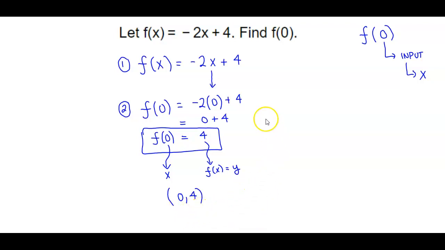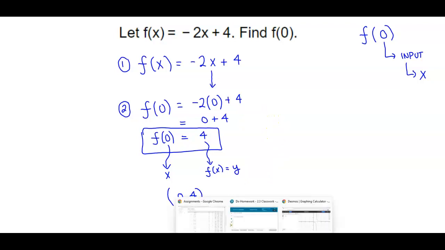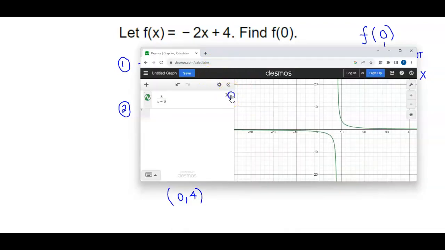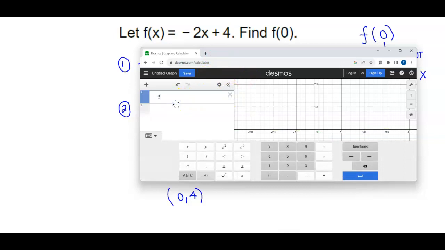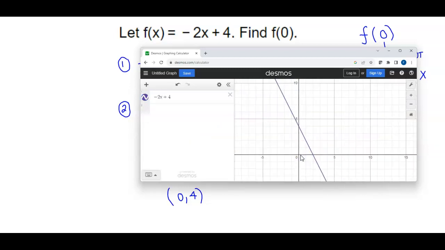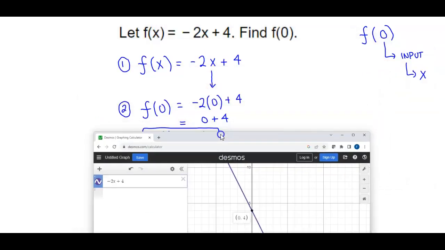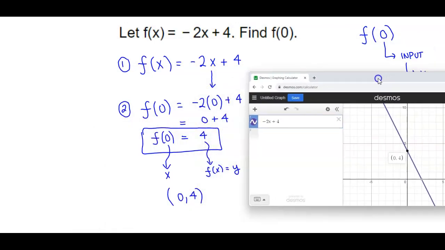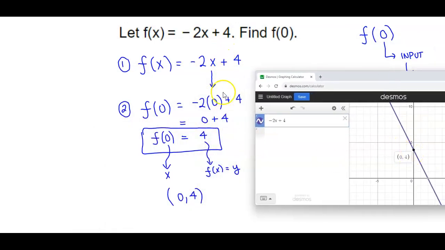Now, again, what does this look like on the graph? If I wanted to graph this function, I would graph negative 2x plus 4. So let's find out where 0 is. Here is 0, and let's go all the way up here, and you can see that (0, 4) is on this graph. And so that's technically what you're doing visually. You're seeing that this point is on that graph.